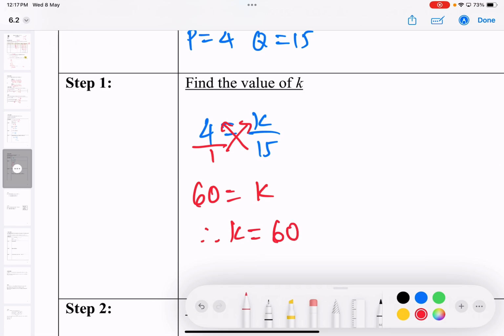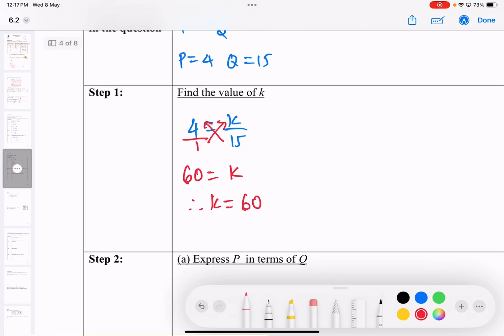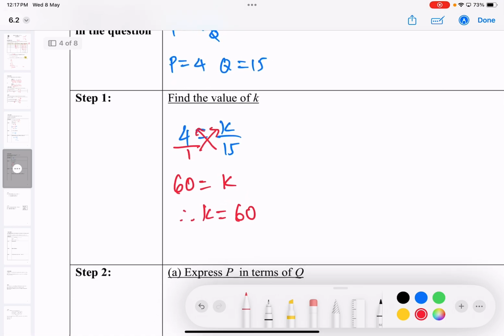There are many methods that you can use to find the value of K. If you prefer to multiply both sides by 15, it's also okay. I know some of you prefer that. But some of you prefer to use cross multiplication, go ahead. You will get the same answer. Any questions?